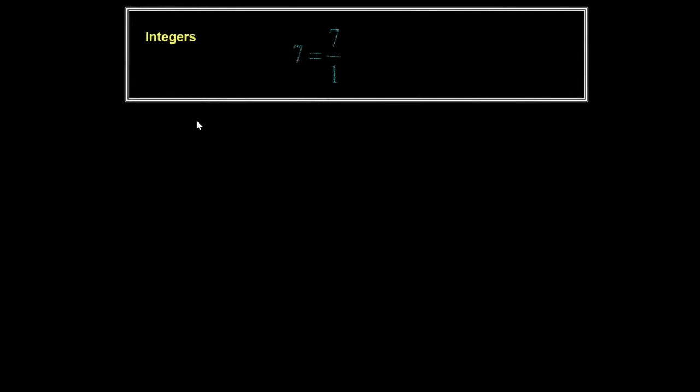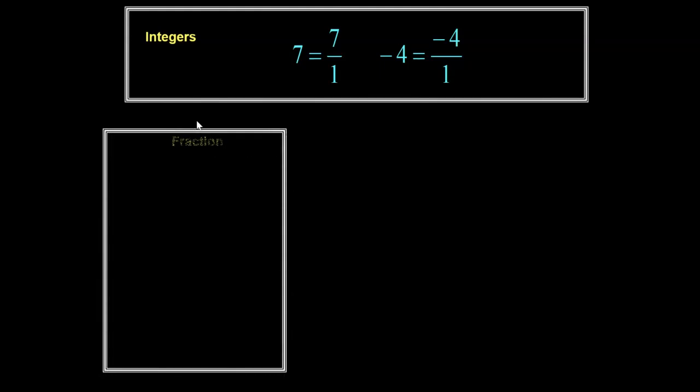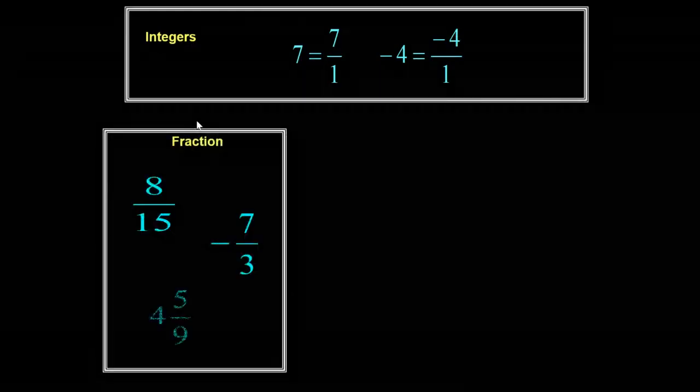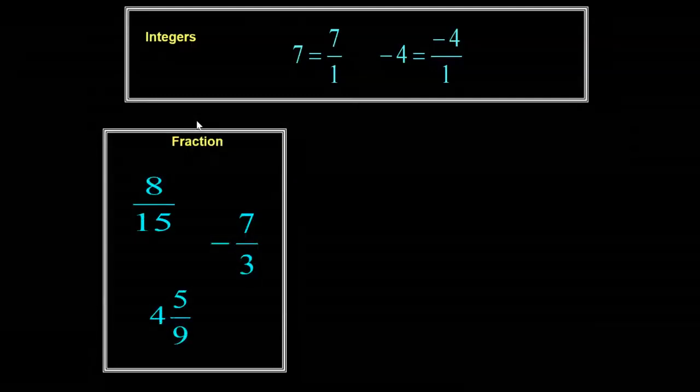All the integers, if you put a 1 underneath, can represent a ratio. So every single integer is also a rational number, including 0, because you can write 0 as 0/1. You can have any kind of fraction also in your rational number set. It could be a proper fraction, an improper fraction, or a mixed number.